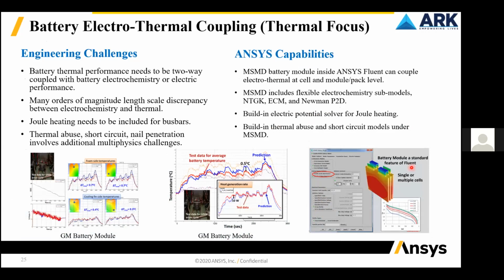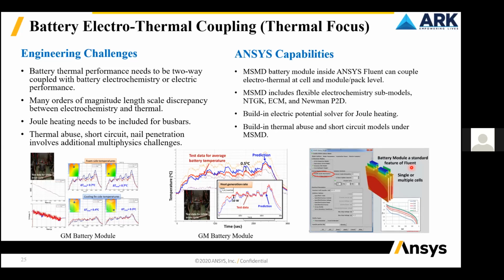Then another model is the electrothermal coupling model, where thermal is the main focus. In this case, battery thermal performance needs to be two-way coupled with the battery electrochemistry or the electric performance. So many orders of magnitude of length scale discrepancies between the electrochemistry and thermal need to be handled. Joule heating also needs to be included for the bus bars. Then thermal abuse, short circuit, and nail penetration involve additional multi-physics challenges.